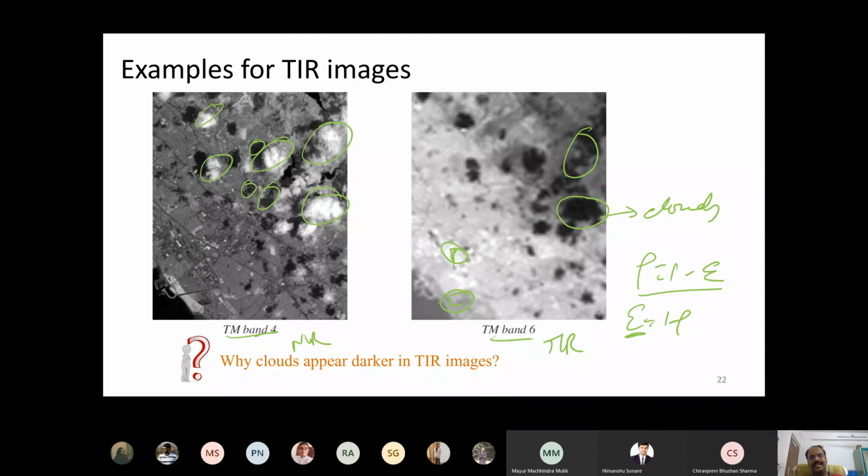So essentially, the thermal infrared image is a combination of surface emissivity property and also surface temperature. Temperature wise, it is cooler, fine. Even if I raise the temperature, it will still appear darker in thermal infrared images because of the lower emissivity value. That's the major clue. Okay.